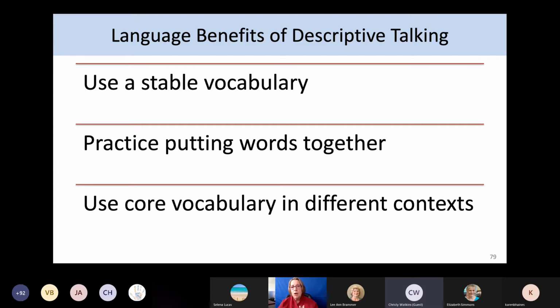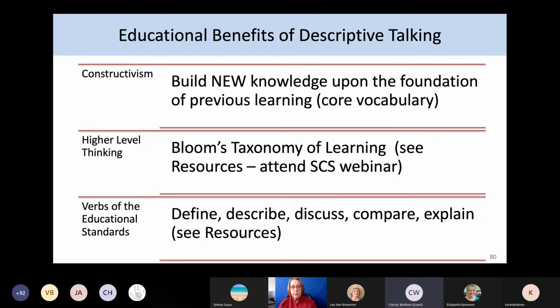Or a teacher's IEP goal: when she talks about a new lesson concept, she'll give me 2 ideas related to a new vocabulary word. So this could translate into IEP goals. So we've got some language benefits.